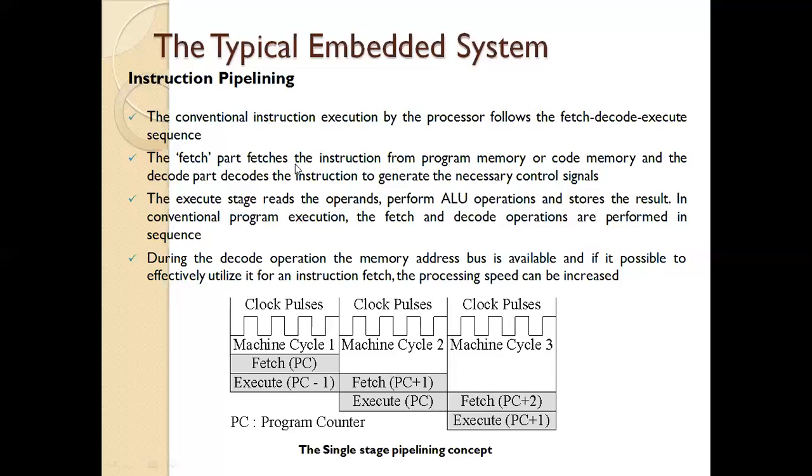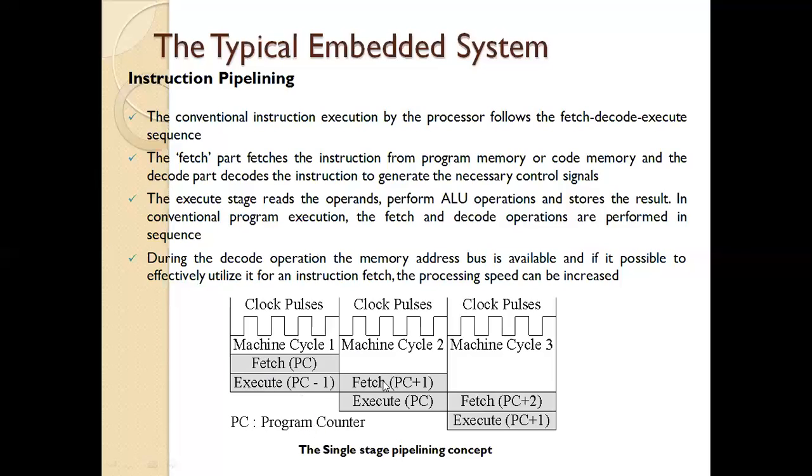So the fetch part fetches the instruction from the program memory or code memory, and the decode part decodes the instruction to generate the necessary control signal. So when the clock pulses in the first machine cycle, fetch the program counter, it will fetch the address, then execute PC minus 1. That's why I told you the program counter holds the address of the next instruction to be executed.